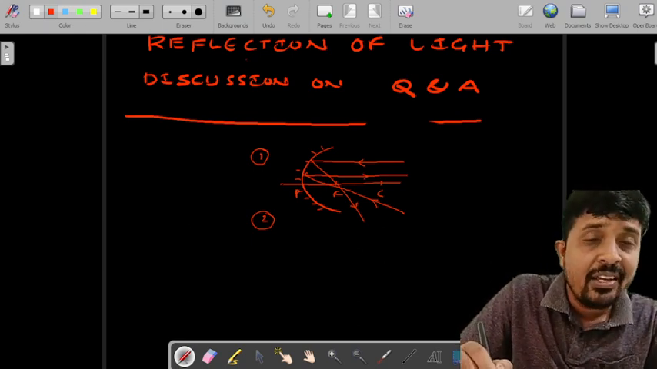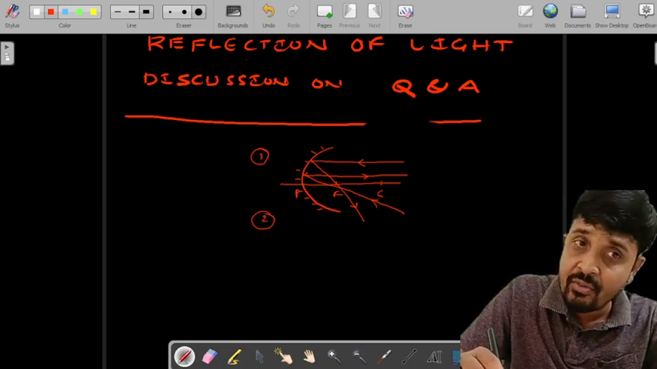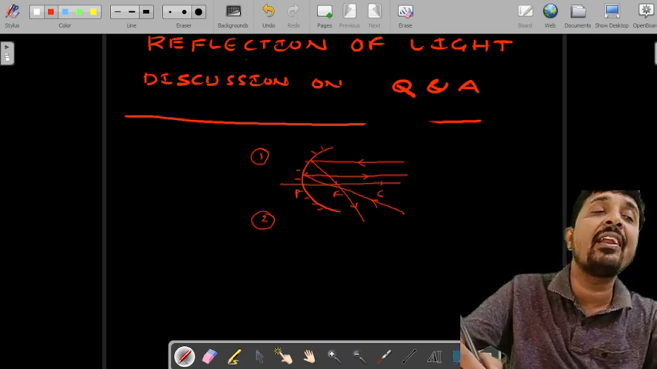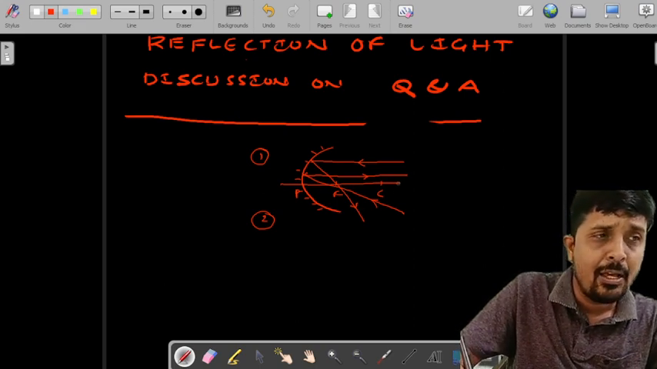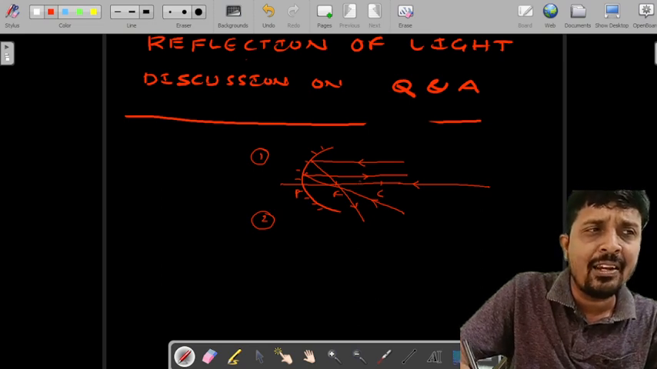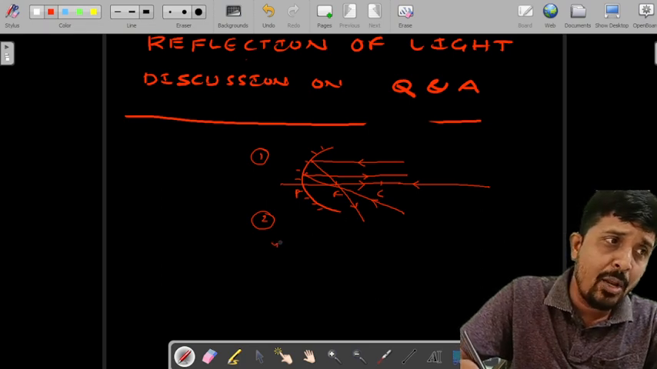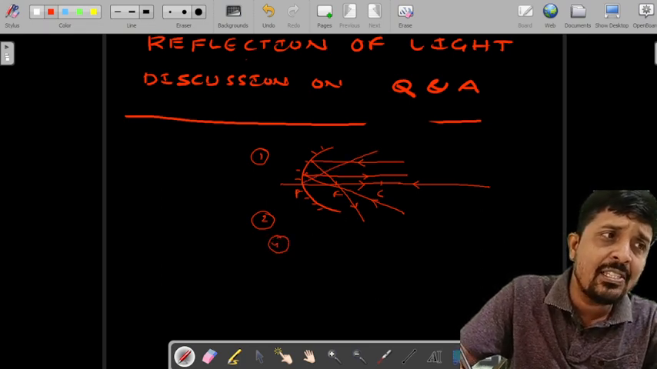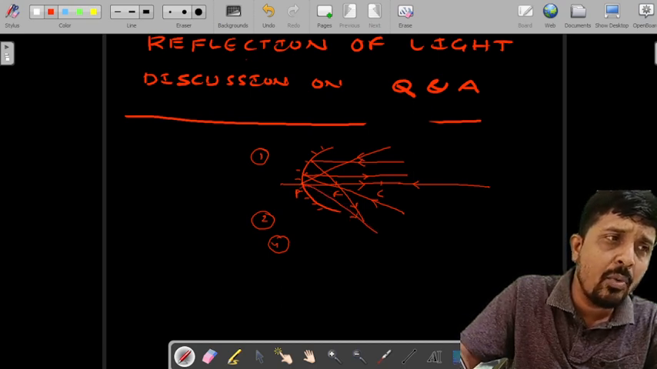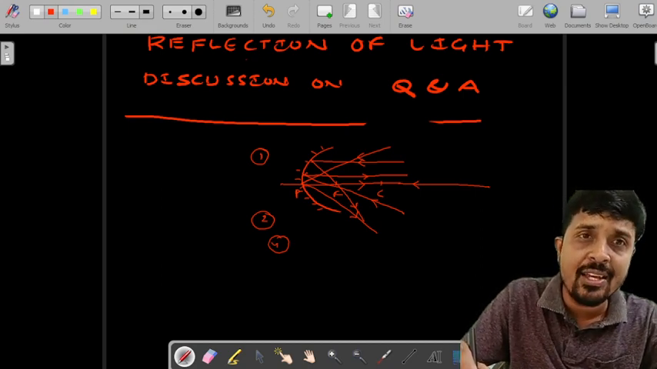What is rule number 1? If the incident ray is parallel to the principal axis, then reflected ray should pass through F. Rule number 2 says if the incident ray is passing through F, then the reflected ray will be parallel to the principal axis. Now rule number 3 is very easy. If the incident ray passing through principal axis, then reflected ray bounce back onto the principal axis. And rule number 4 is angle of incidence at the pole is equal to angle of reflection at the pole. That's it. These 4 are called very, very important rules of drawing the ray diagrams.